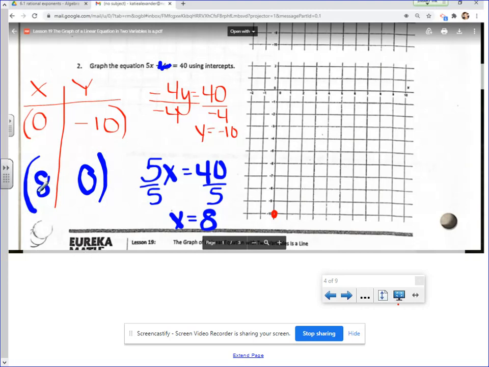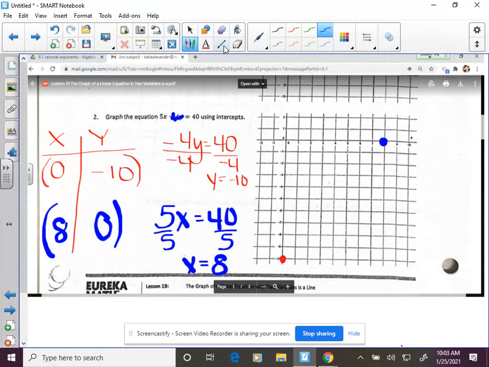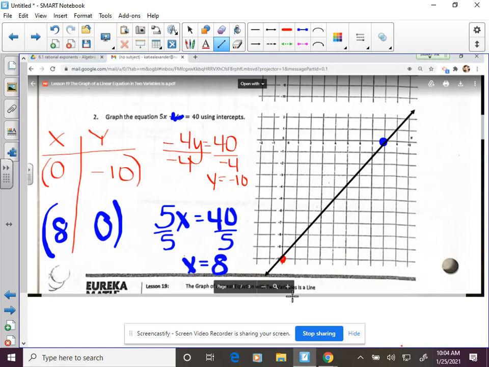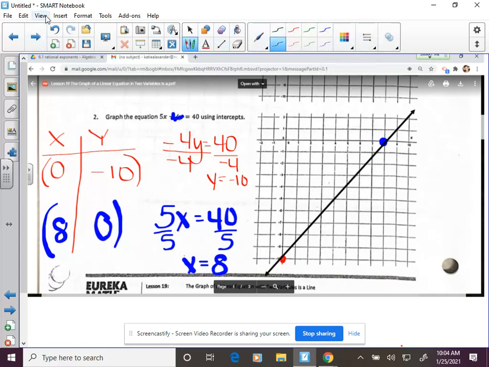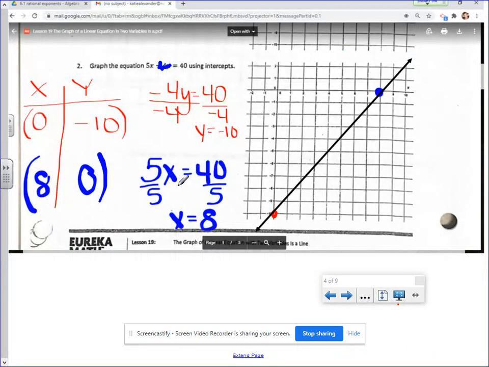So this tells me my x, I have to go over 8. So here's my x-axis. I go over 1, 2, 3, 4, 5, 6, 7, 8. And my y tells me I don't have to go up or down anything. So there's my second point. Now we have our 2 points for our line. So you're going to draw your line to connect them. And you're done. That was number 2.